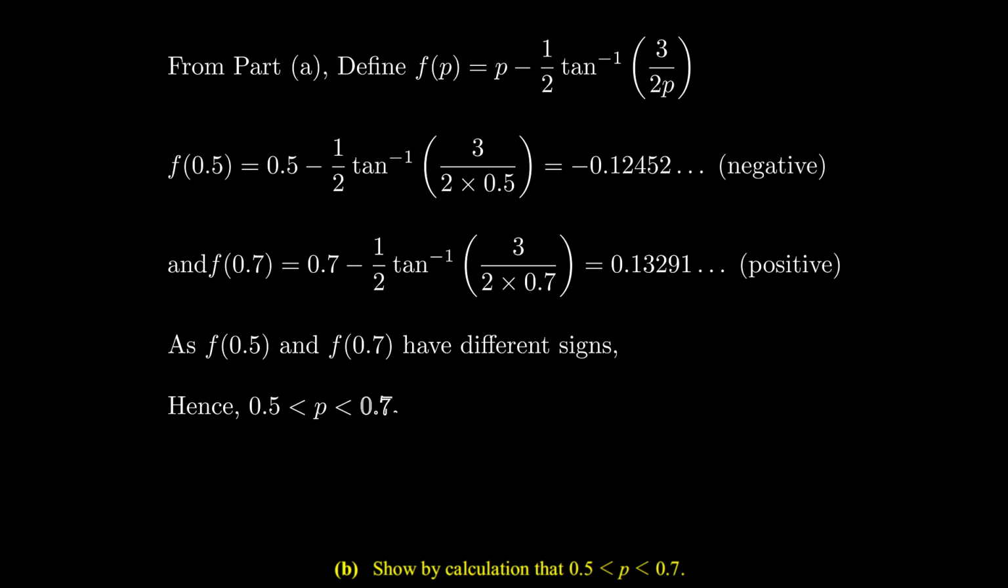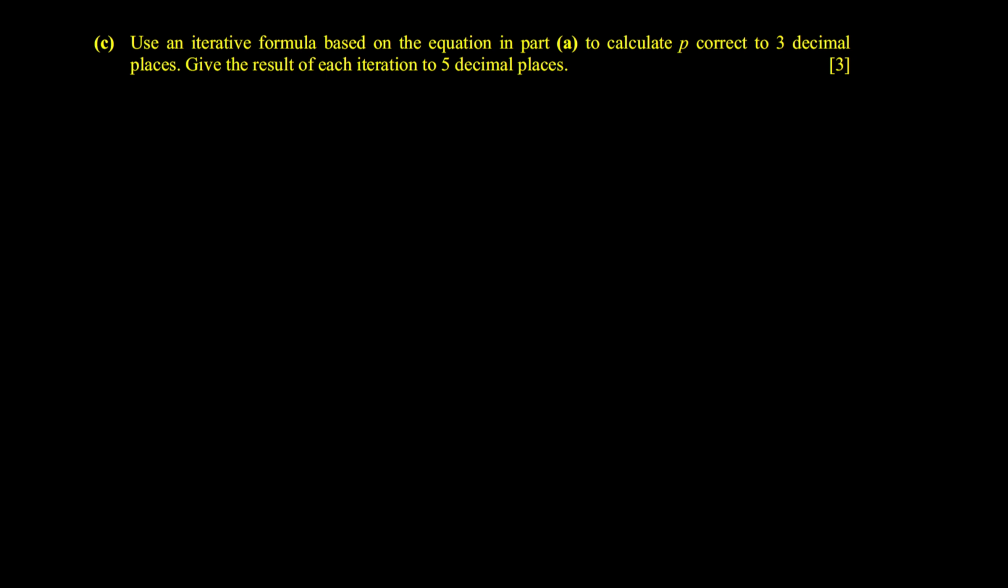Let's discuss the next part. This is the last part. Use an iterative formula based on the equation in part A to calculate p correct to 3 decimal places. Give the result of each iteration to 5 decimal places. Let's discuss the solution of it.